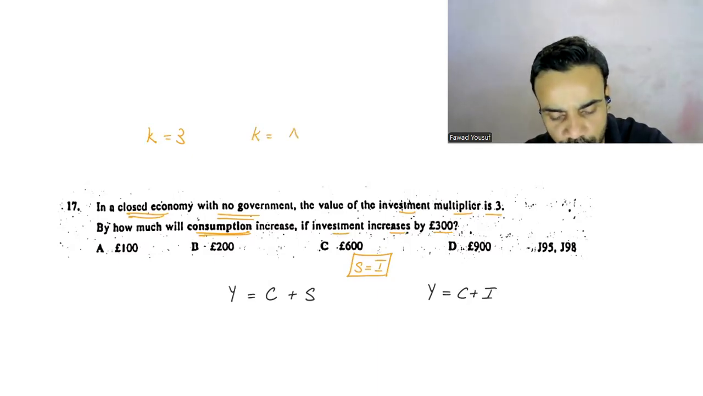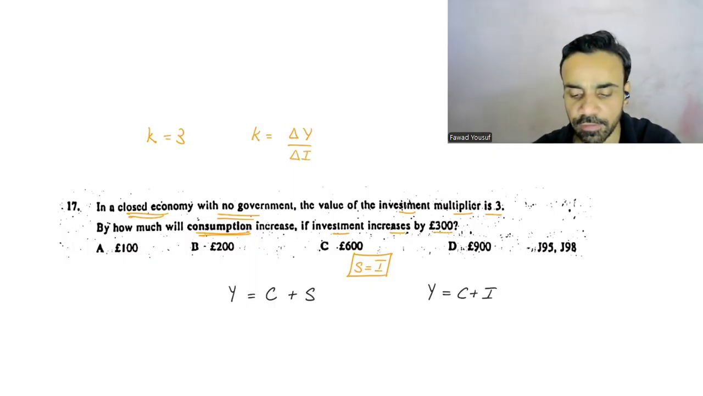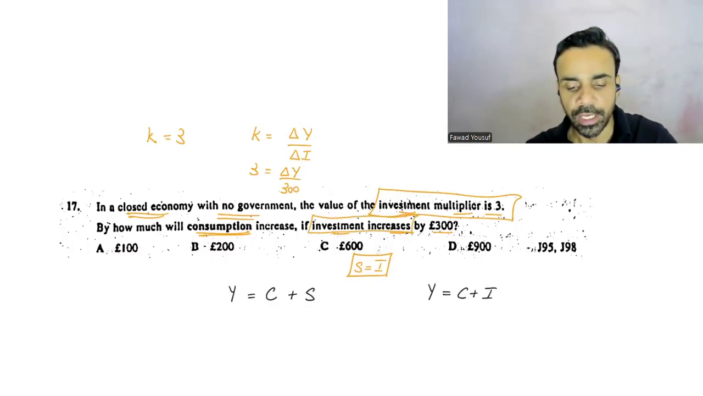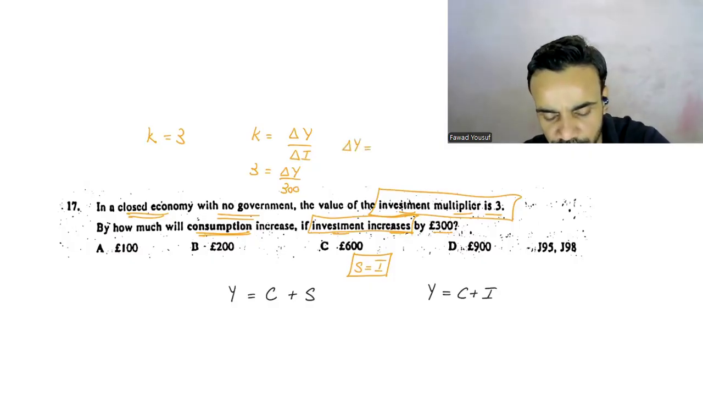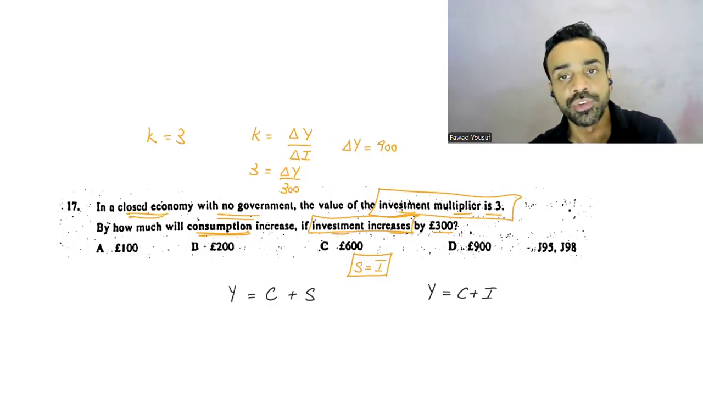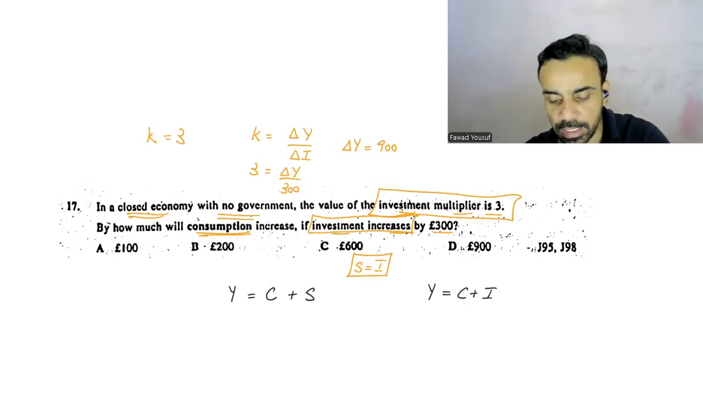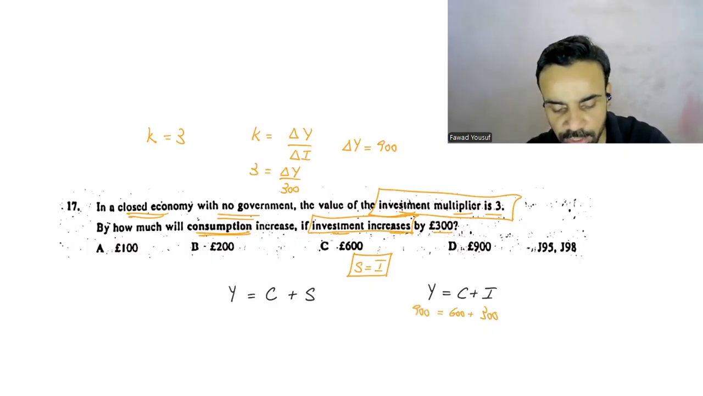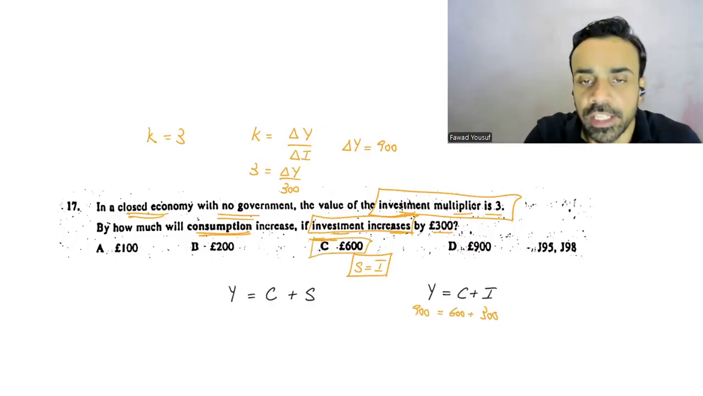So K is equal to change in income over change in injection, which is investment. ये formula है ना investment multiplier का. So investment multiplier is 3, equal to change in income over 300. Investment कितना change हुआ है? 300 से. You cross multiply, you find out incomes में कितना change आया था? 900. Your incomes are changing by 900, of which this is 300. तो consumption कितनी होगी? Naturally 600.